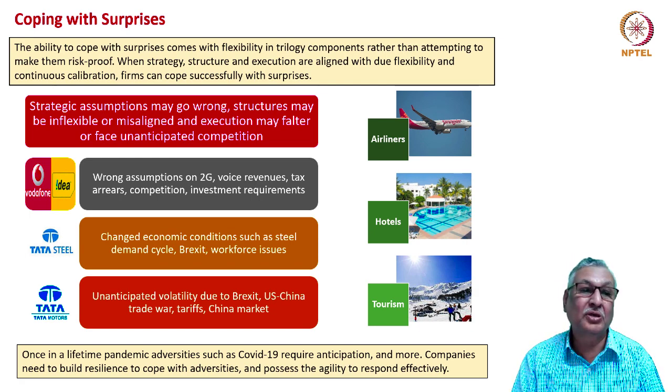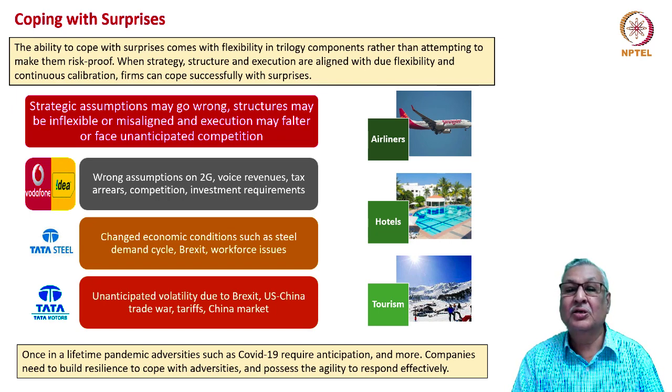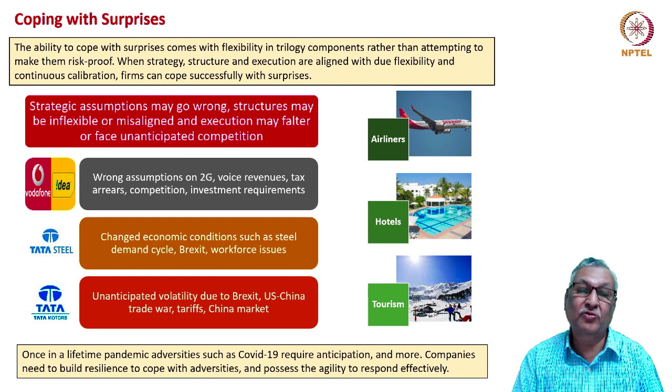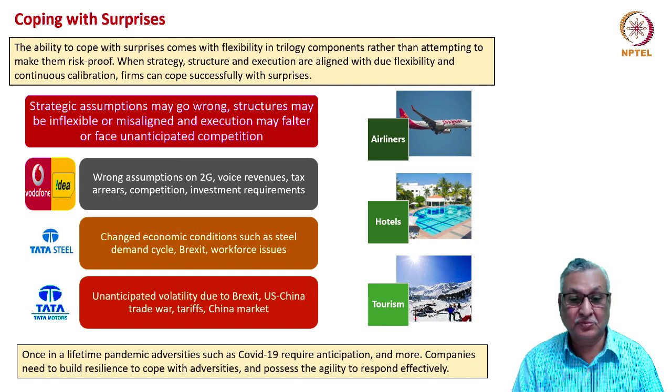At times, strategic assumptions go wrong. Structures could be inflexible and even misaligned, and execution may falter or face unanticipated competition. There are examples of that. Vodafone Idea made wrong assumptions on 2G, on voice revenues, tax arrears, competition, and investment requirements. Therefore, it was under severe pressure when Jio came into the market with significant upfront investments and very competitive plans for data as well as for voice.